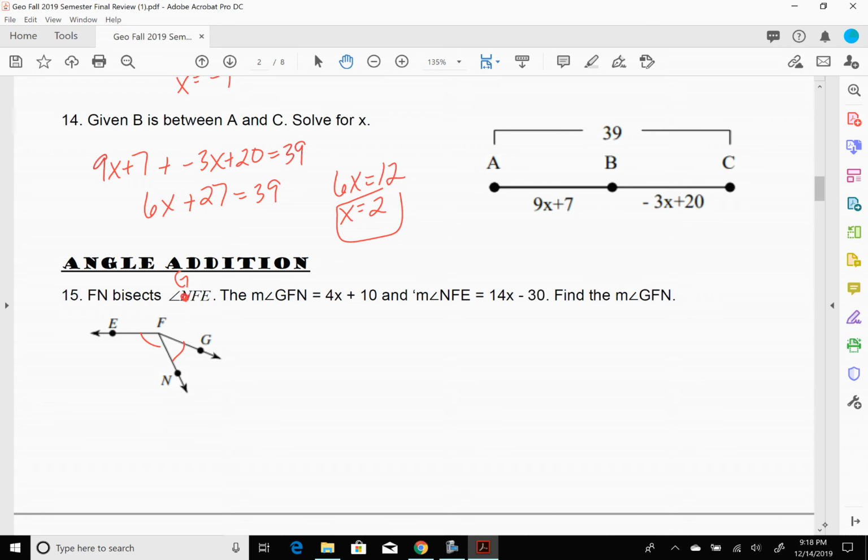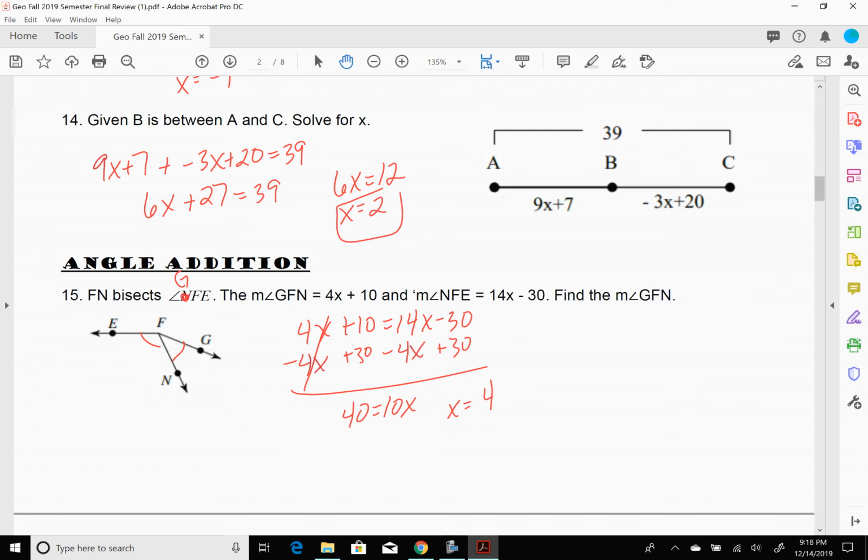The measure of angle GFN is 4x plus 10, and NFE is 14x minus 30. So since these are the two pieces and they're equal, okay, so now take away 4x and then add 30 to both sides. Okay, so 40, and then 14x minus 4x is 10x. So if you divide by 10, you'll see that x is 4.